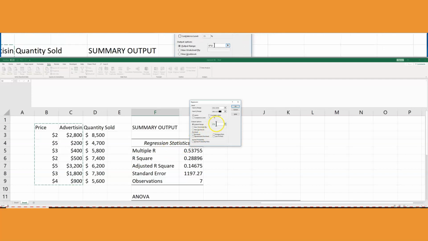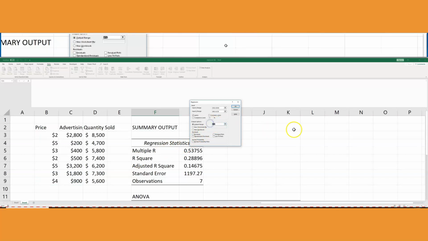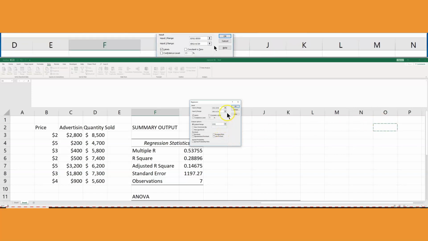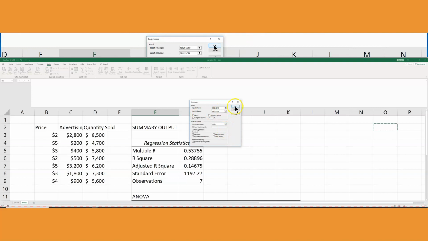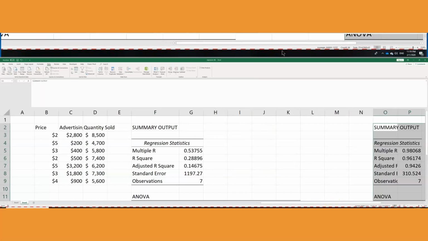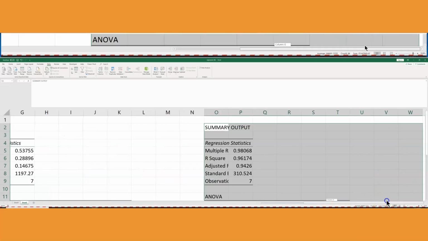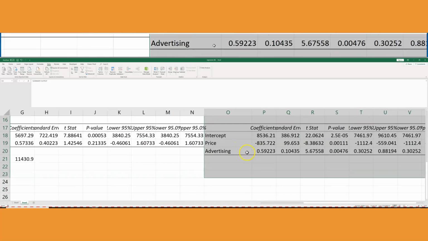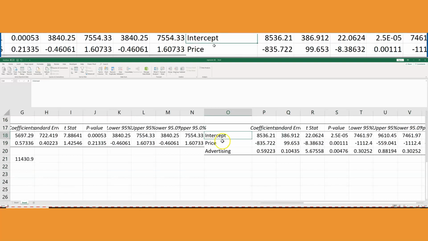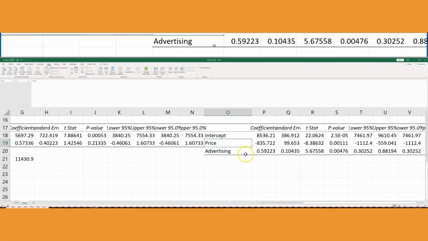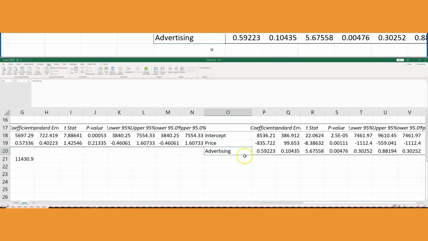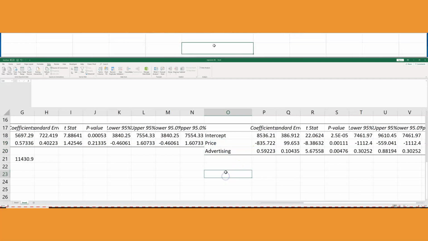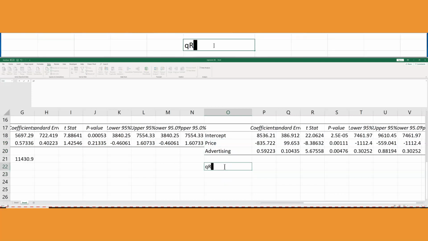And I could choose another cell. Let's put it here. All right. And I'm going to keep the label, of course. And let's see what happens with our calculation. This is a little bit more involved because now we have both the intercept and the price and the advertisement. I could do it all at once, and I could build now. The quantity sold is here.